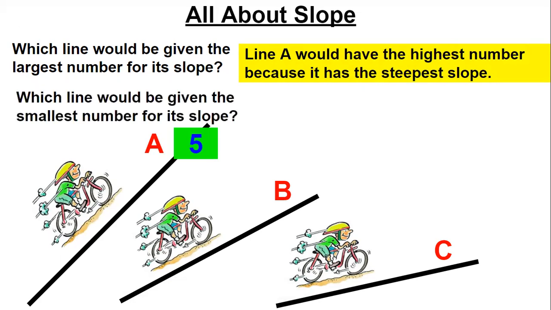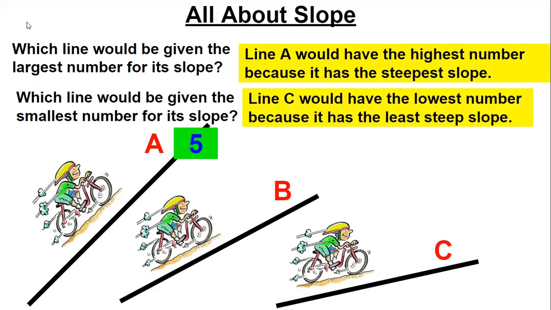Okay, which line would be given the smallest number for its slope? Right, line C, because it is the least slopiest. Not sloppiest, but slopiest. Line C would have the lowest number because it has the least steep slope. I wonder if that's a tongue twister. Least steep slope, least steep. It is. Try saying least steep slope fast 3 times. Good luck on even saying it twice. So we're going to give line C a 1.